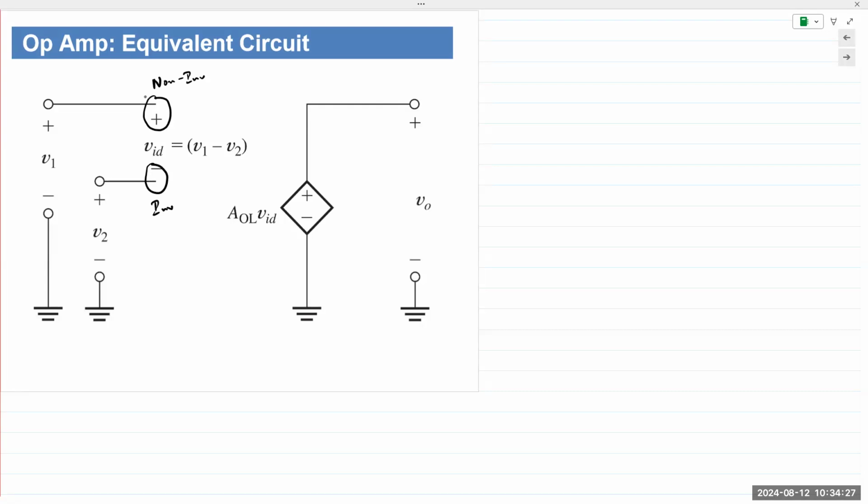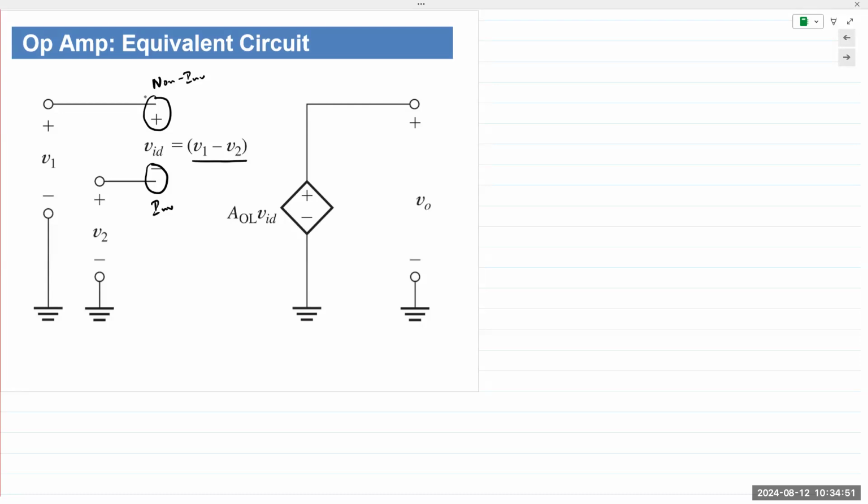The actual input going into the op-amp is VID. VID means the differential input that is going into the op-amp. So it's VI, the input voltage, but it's the difference of the two terminals. So VID, that is what the notation means. And that is given by the difference between V1 and V2.